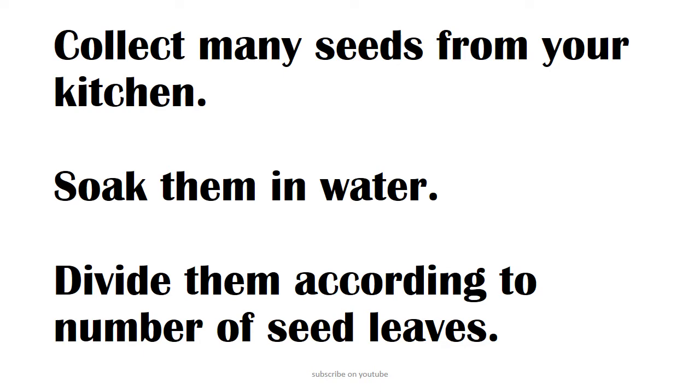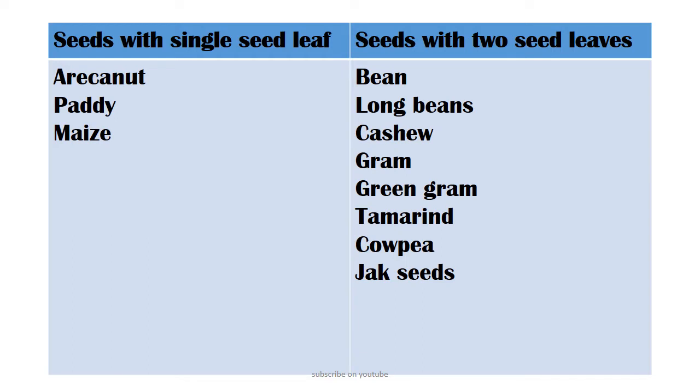Divide them according to the number of cotyledons, that means according to the number of seed leaves inside the seed, and add them to the table. I have given you two columns. The first column is seeds with single seed leaf. The second one is seeds with two seed leaves. Let's see the seeds with single seed leaf: areca nut, paddy, maize. Seeds with two seed leaves are bean, long beans, cashew, gram, green gram, tamarind, cowpea, jack seeds.